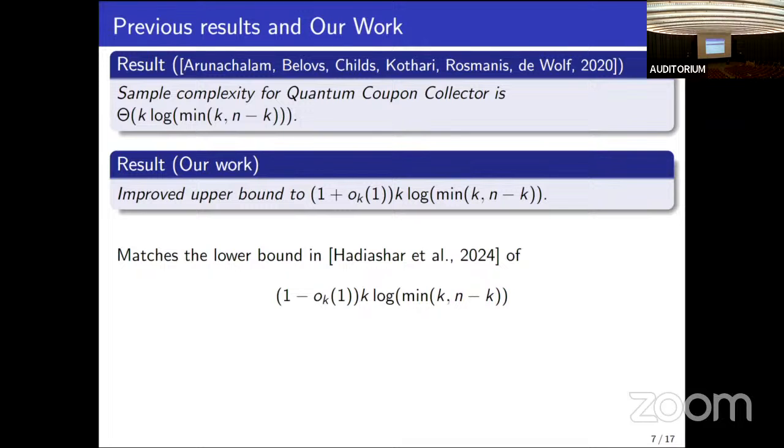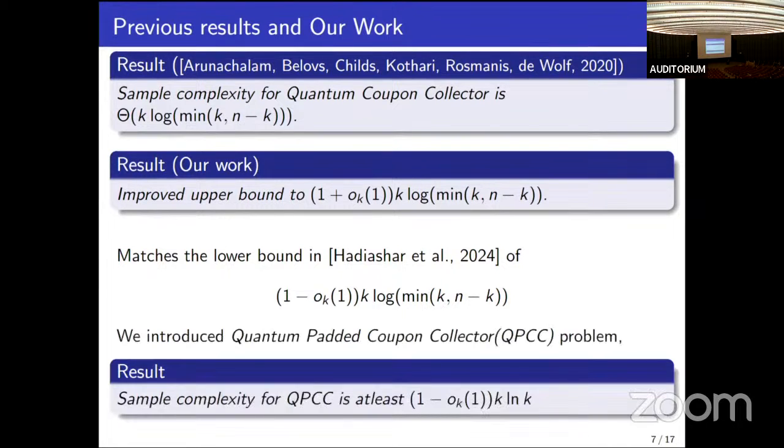Finally, this doesn't really solve the problem of proper versus improper PAC learning, quantum PAC learning either. So for that, we introduced a variant of the quantum coupon collector problem, which we term the quantum padded coupon collector problem. And for this problem, we show that the classical lower bound also holds. That is, the sample complexity is of order k log k. We also show that this lower bound does lead to the proper quantum PAC learning lower bound that we wanted.